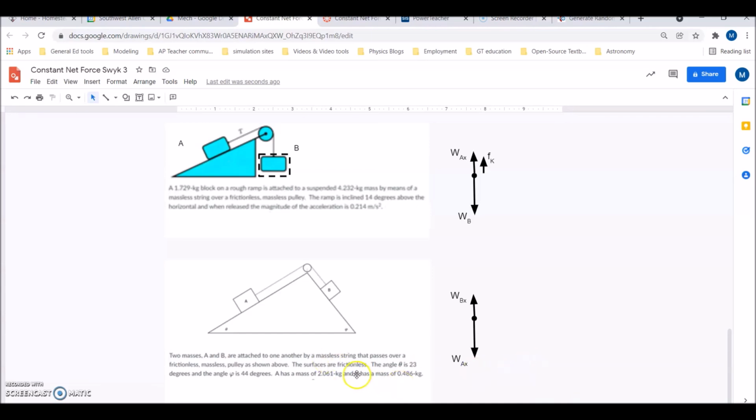Or if they give us the acceleration, we could choose object B to be the system, and so I could write a net force equation for that, and that would be a tension force minus WBX would be equal to the F net. I just found the acceleration, and so I could plug in and solve for the tension force.